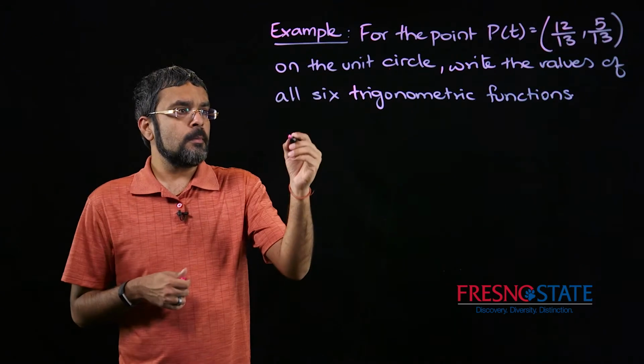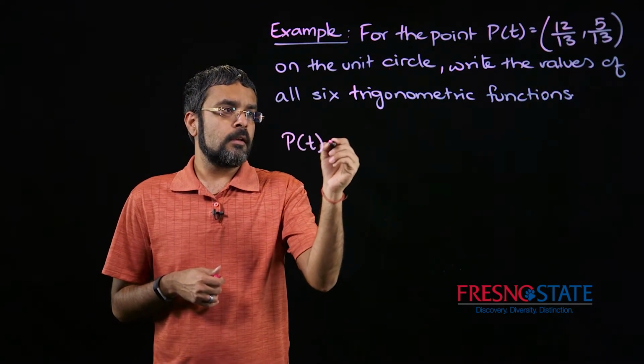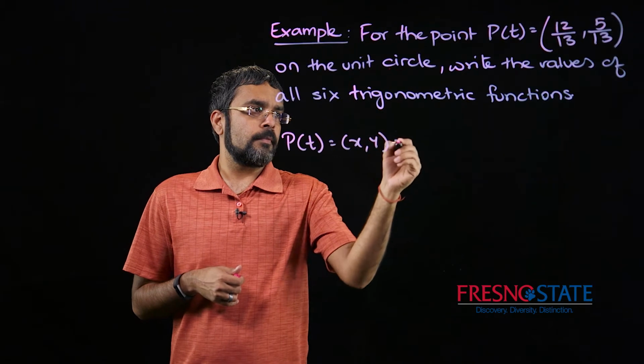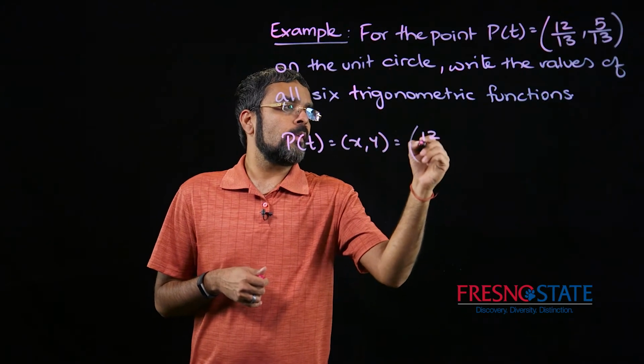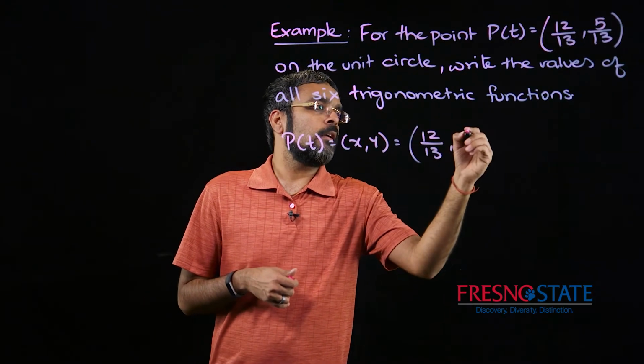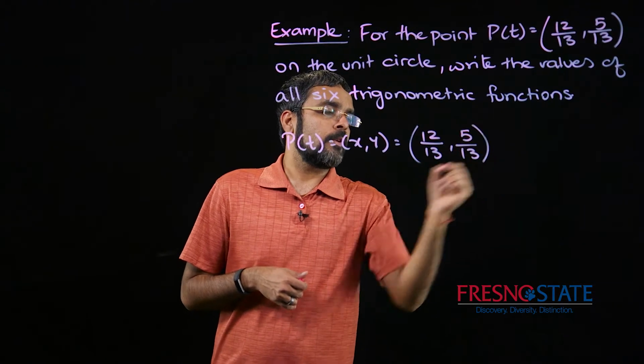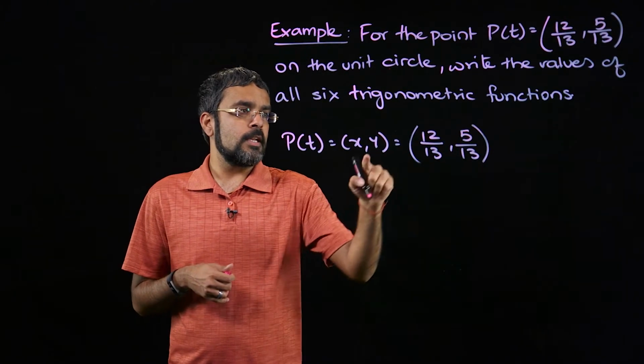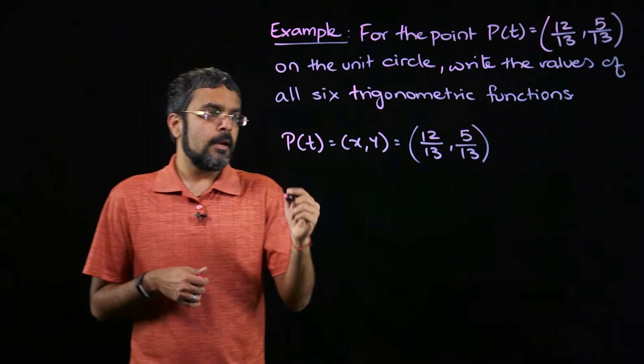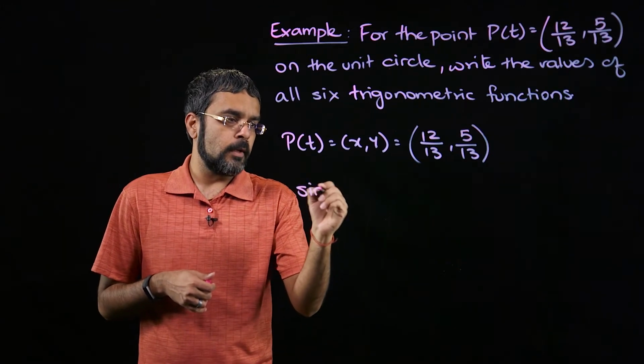Okay? So our terminal point is 12 over 13 and 5 over 13. So x is 12 over 13 and y is 5 over 13. Now, what is sine of t going to be?